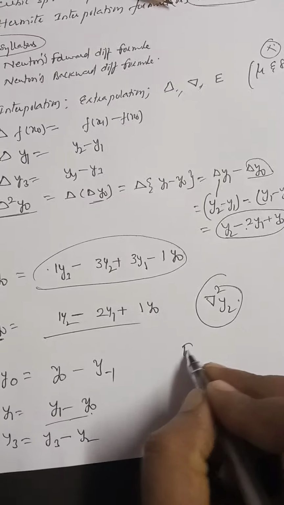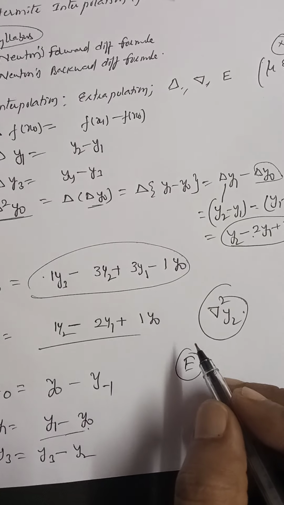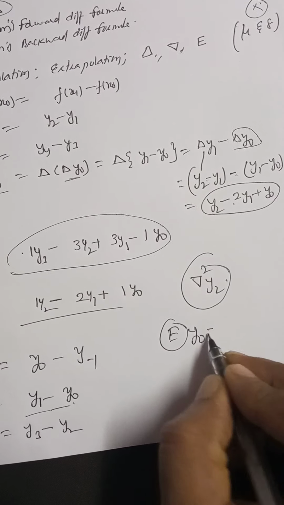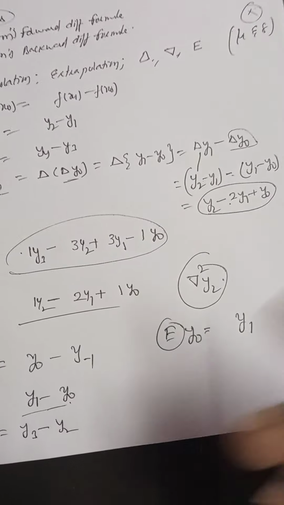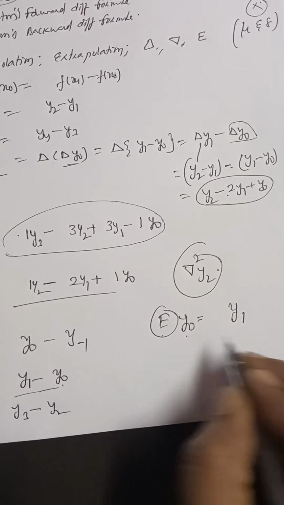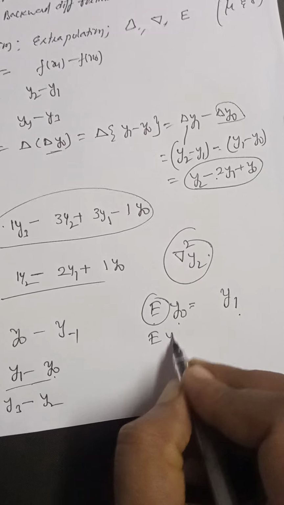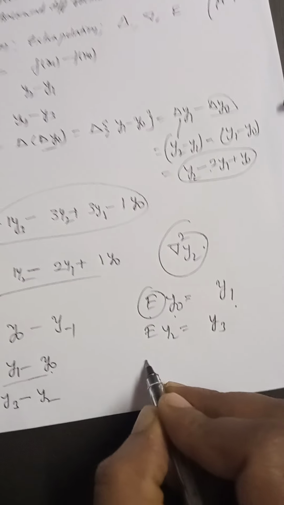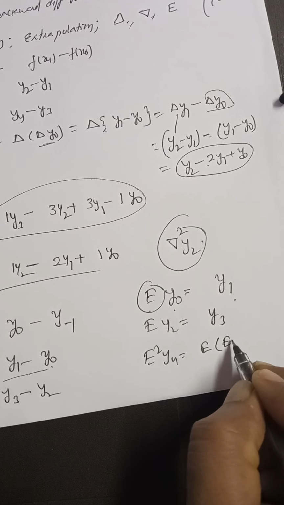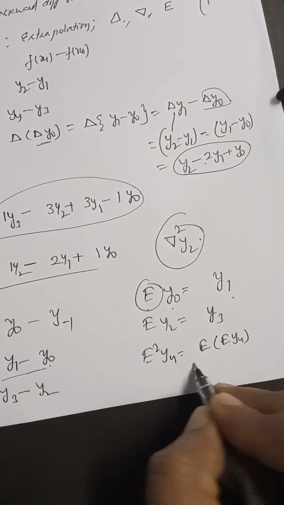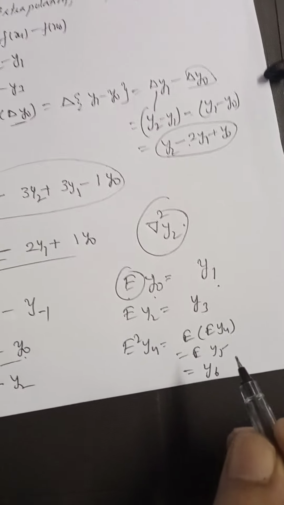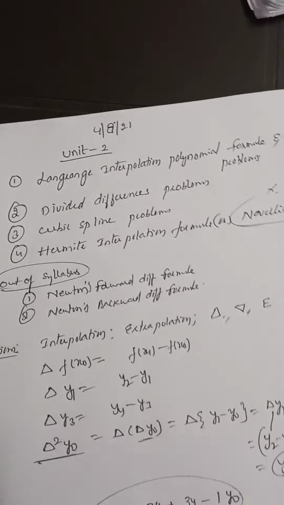Next, what is E? E is called a shift operator. Shift operator means it is an operator operating on a function value. It gives the next immediate function value. Suppose E is an operator operating on y0, it gives y1. E of y2, next value. E square of y4, which can be written as E of E of y4. E of y4 is y5. E of y5 is y6, right? Now, these are the definitions.